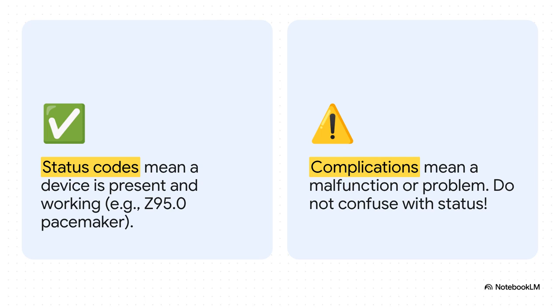And that brings us to a classic CPC exam trap. You absolutely must differentiate a normal status code from an actual surgical complication. For instance, if a patient has a cardiac pacemaker, you use the status code Z95.0. That simply means the device is present and working perfectly fine. Do not confuse this with a post-procedural complication code. Status means presence, folks, not a problem.